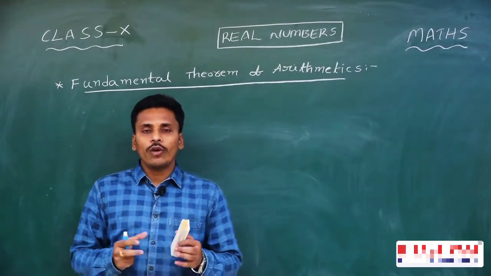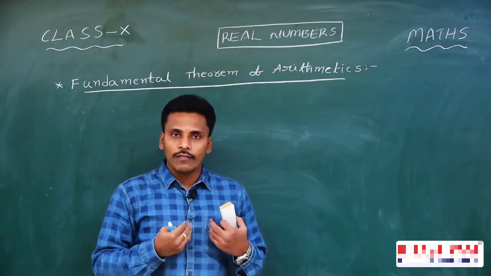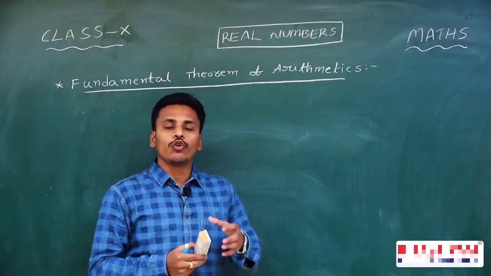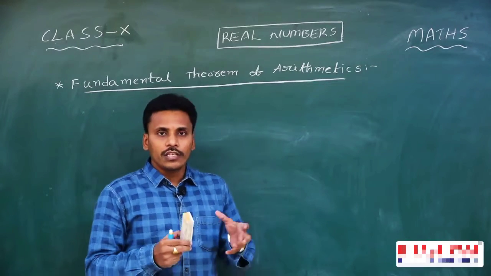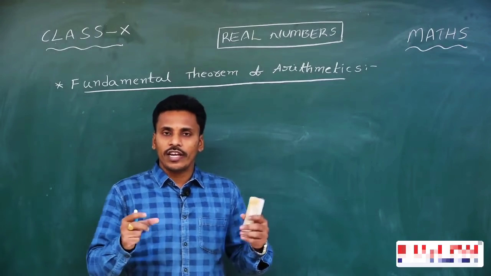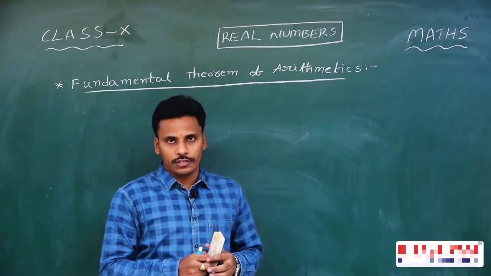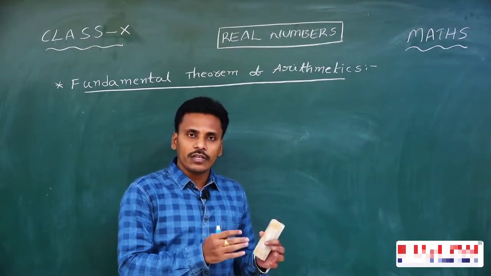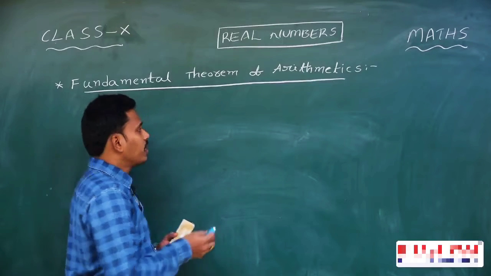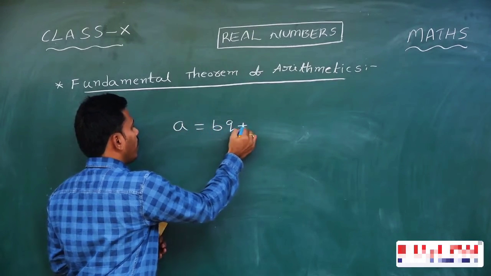Before going to establish the statement for the fundamental theorem of arithmetic, I will start my discussion with Euclid's division lemma, which we learned in our previous sessions. You know that Euclid's division lemma states a representation for any given two positive integers. If I have two positive integers a and b, there exists a unique pair q and r such that a is equal to bq plus r.